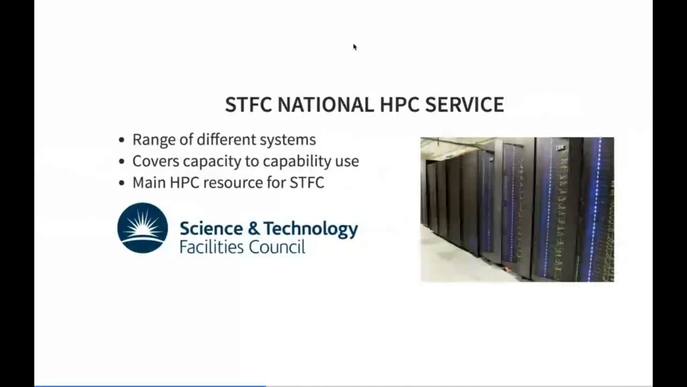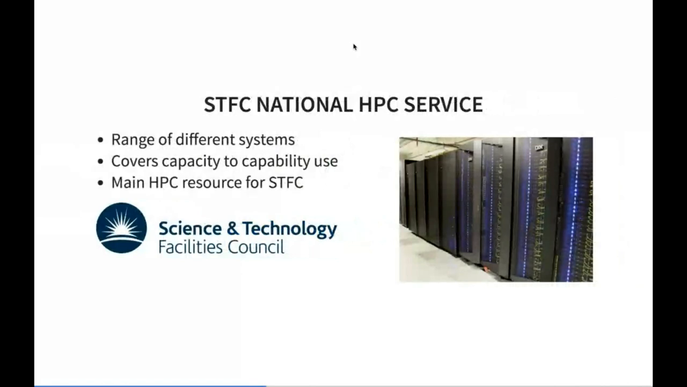So that's Archer. I'll briefly talk about DiRAC, which is the STFC National HPC Service. This is a picture of the Cosmos system at the University of Durham. They have a slightly different model to the approach that EPSRC and NERC have taken, which was to provide a single, or at least until recently, we'll see in a minute with the Tier-2 systems, this has changed, a single system for people to use.